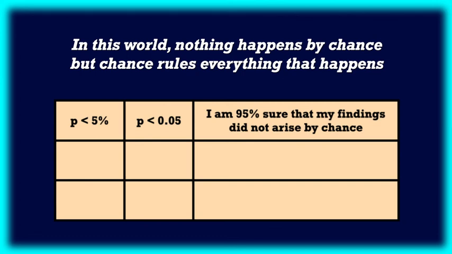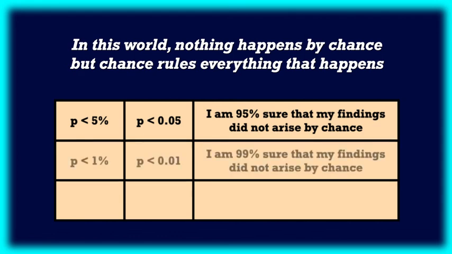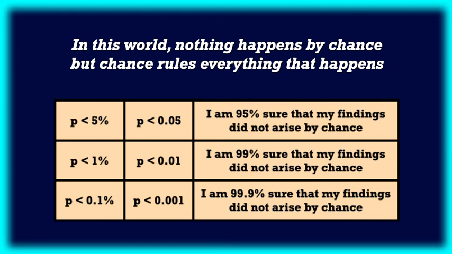P less than 5% or less than 0.05 is simply saying I'm 95% sure that my findings did not arise by chance. And that one, I'm 99% sure that my findings did not arise by chance. Or I'm 99.9% sure that my findings did not arise by chance. That's the way to interpret these strange symbols and numbers. And different people use different symbolisms. I put in the 2 most common ones and how you would interpret that.